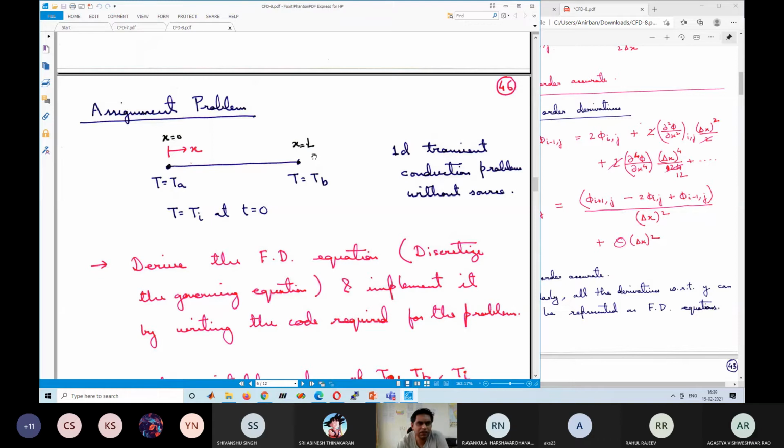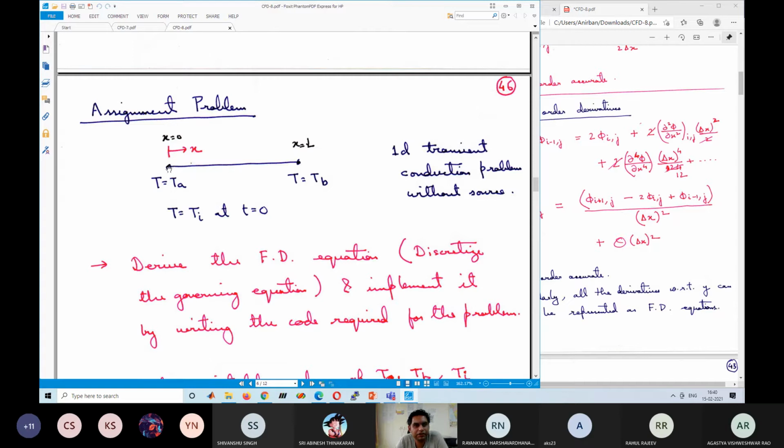Say L can be 10 centimeter or any value, and time can be say from 0 to 100 seconds. At the two boundaries of the domain, because it's a 1D problem, it's like a single line, so there are 2 points which are the boundaries. At one point the temperature is Ta, it can be say 0 degree centigrade. At another point it is Tb, say 100 degree centigrade. These are known as boundary conditions, and the initial condition is also given: T equal to Ti at time equal to 0. So initial temperature may be say 30 degree centigrade in the entire rod.